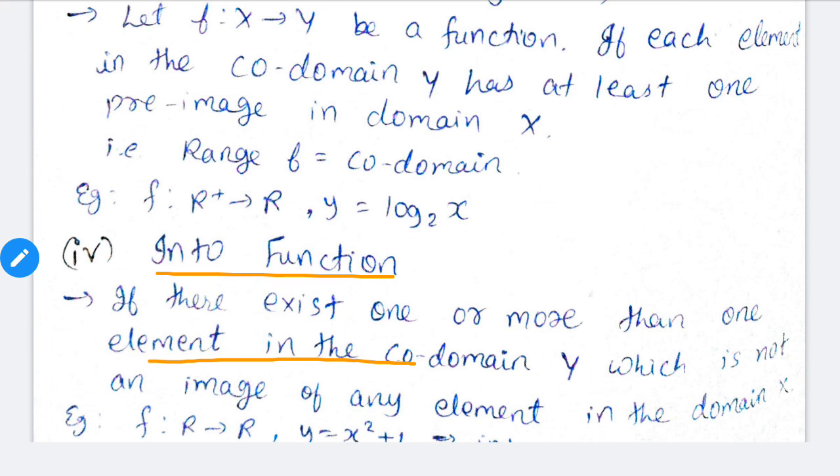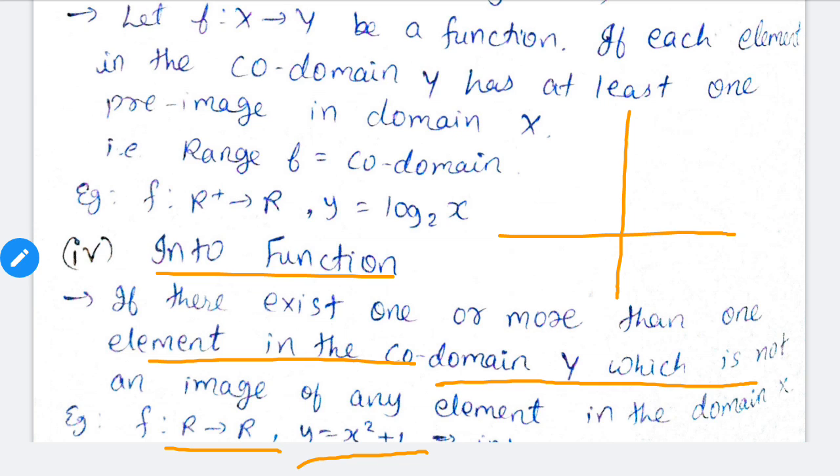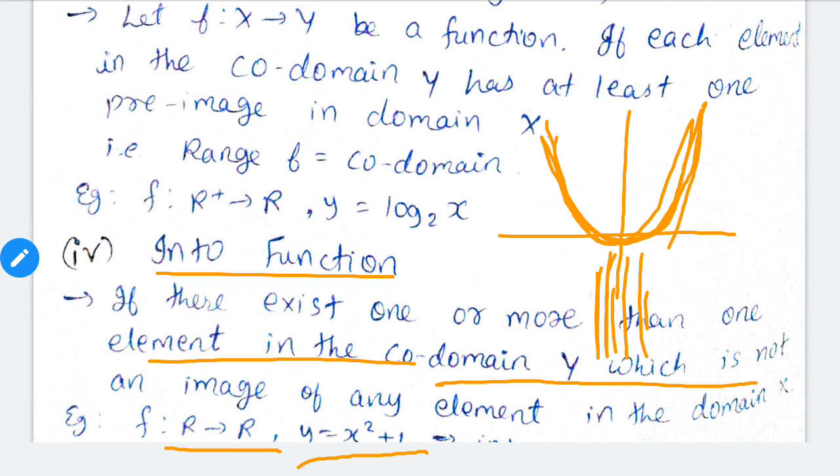This is into. If there exist one or more than one element in the codomain which is not an image of an element in the domain X, it is known as into function. F is a function from R to R. Y is equal to x square plus 1. So this is an into function. We can draw the image. So if we see here in codomain, negative values of y are excluded, not included. In domain it is included, but in codomain, that is in range, it is not included.